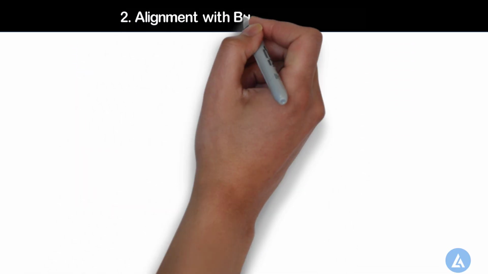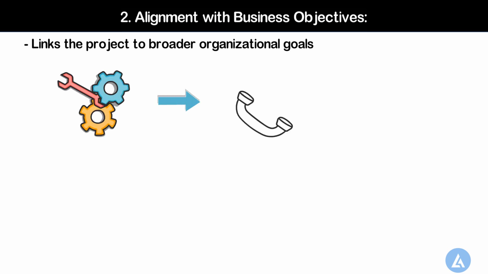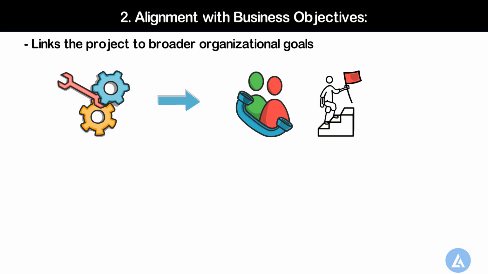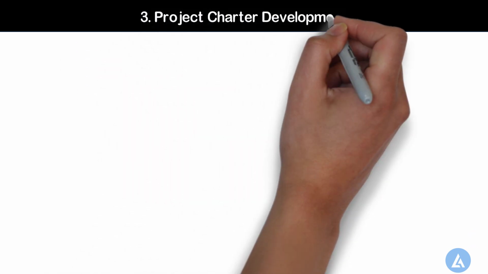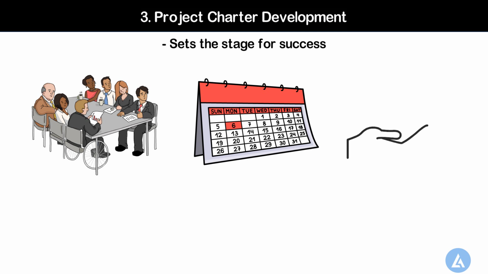Second, alignment with business objectives. The define phase links the project to broader organization goals. This ensures that the efforts align with customer requirements and the strategic direction of the business. Third, project charter development. A well-developed project charter, which is the most important part of the define phase, sets the stage for success by identifying key stakeholders, timelines, and the expected benefits. This provides a clear roadmap while we are going to execute the project.